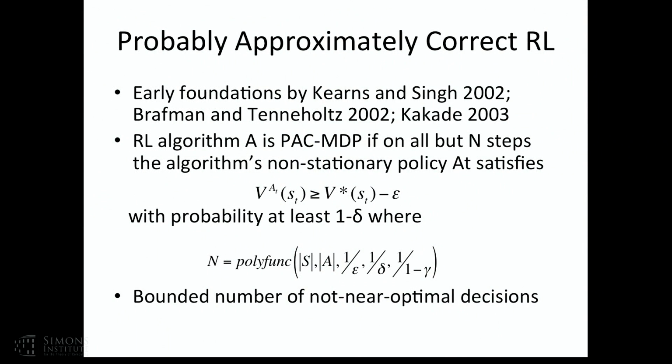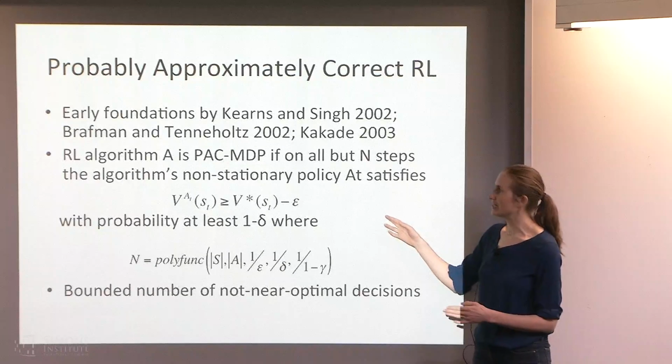This is also strongly related to the knows what it knows framework from Michael Littman's group that later came out. So the idea is that we're going to think about probably approximately correct reinforcement learning. Some of you are probably familiar with that from supervised learning. But we're going to think about it for reinforcement learning, and the way we're going to define it is as follows.